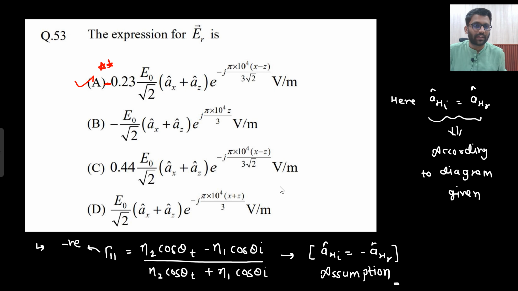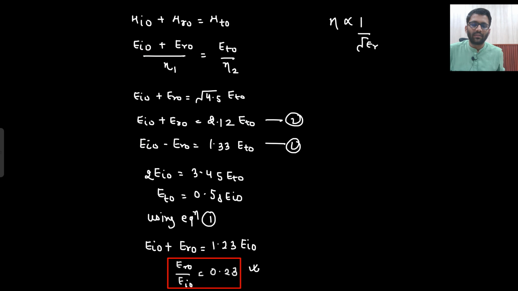Okay, but that was not correct. Minus sign has to be there, right? Now let's see this question. A plane wave is propagating in air with electric field is incident on a perfect conducting slab positioned at x less than 0. You need to find the E field of reflected wave. You can try it on your own.